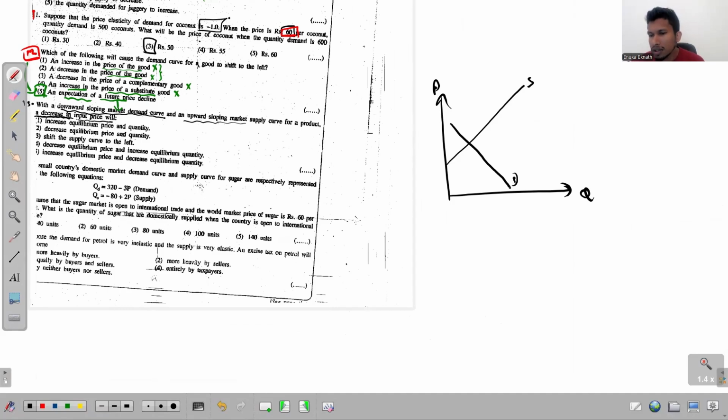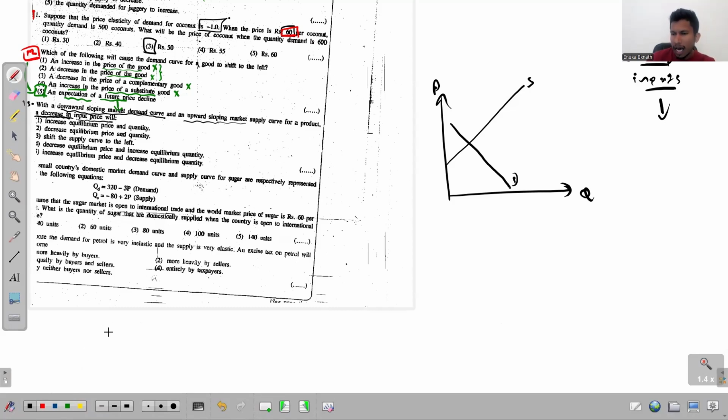And the cost of inputs is a determinant of supply, right? When the cost of inputs decreases, what happens to the supply? Supply increases, not the quantity supplied, right? If the current price of the considered good changes, then the quantity supplied changes.